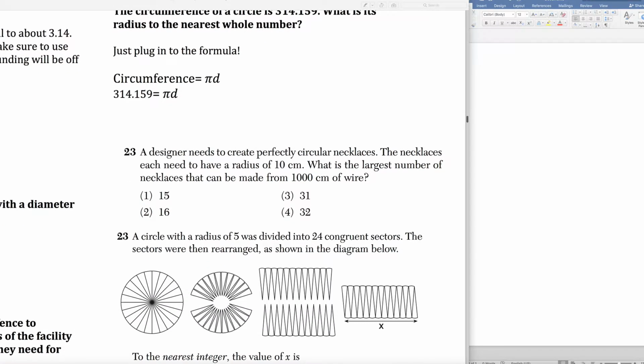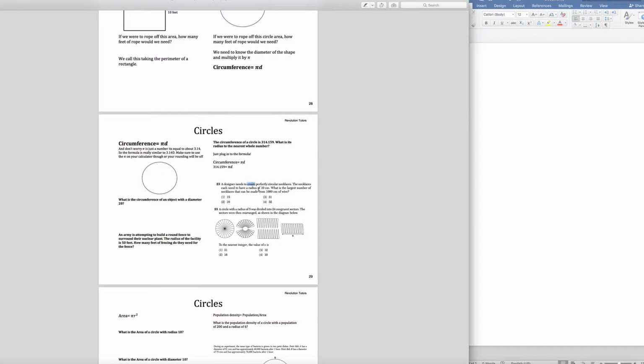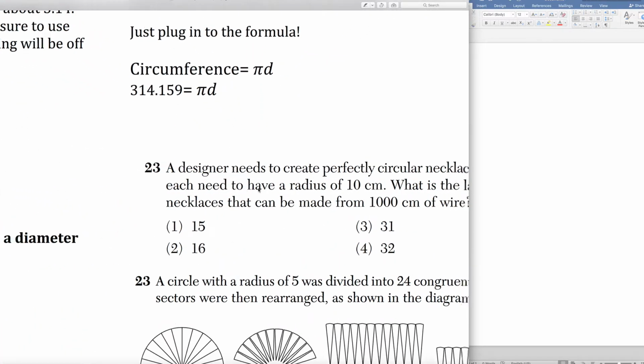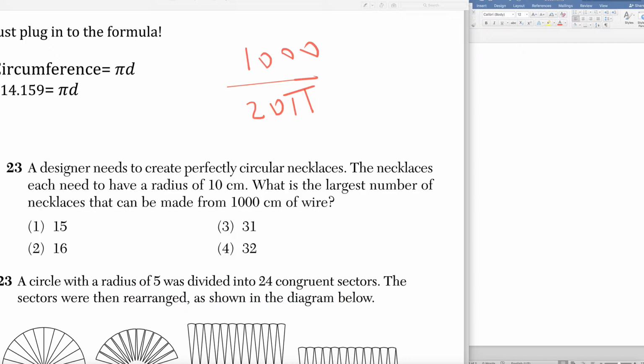Then this one is the way that it's asked on the test, which is even harder: a designer needs to create a circular necklace. The radiuses are 10, what's the largest number you can make? So first you find out the circumference of it, so it's 20 pi each one. And then if you have 1,000 pieces of wire, you divide the amount of wire you have by the amount of wire it's going to take. And you get a decimal, around 15.9, and then you got to round down because if you don't have enough to make the necklace, you can't make the necklace, okay?